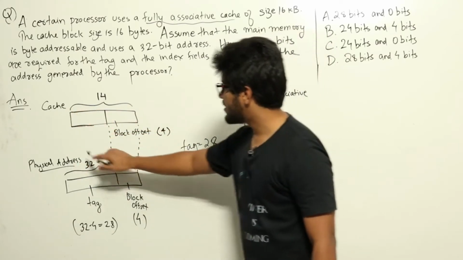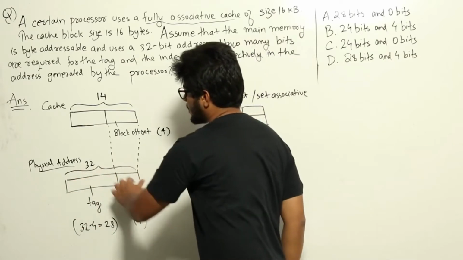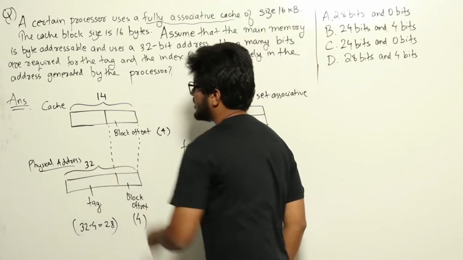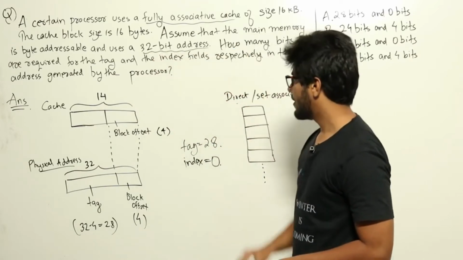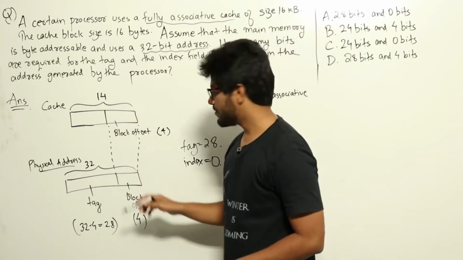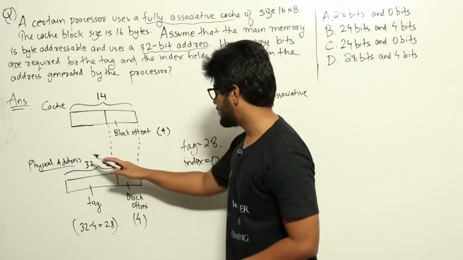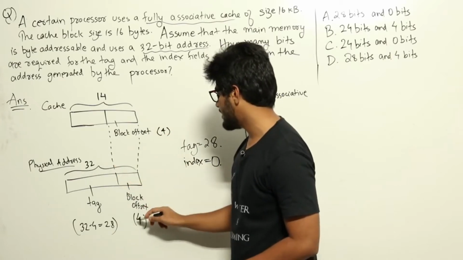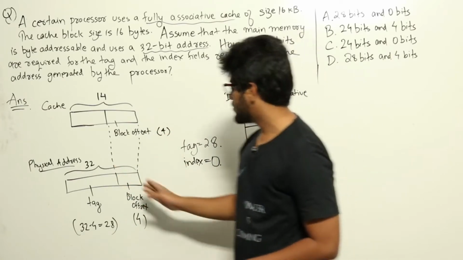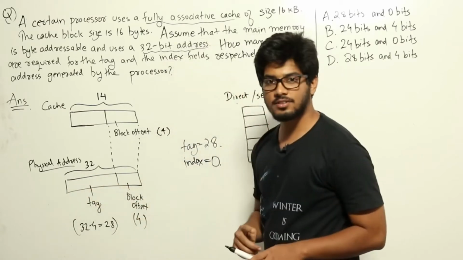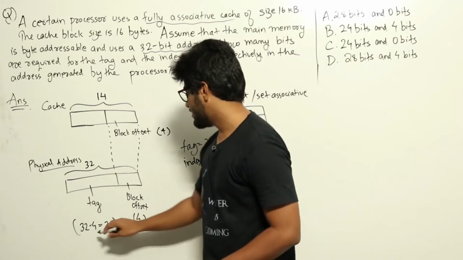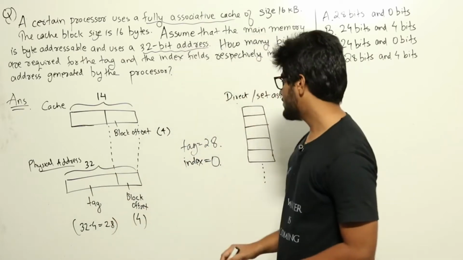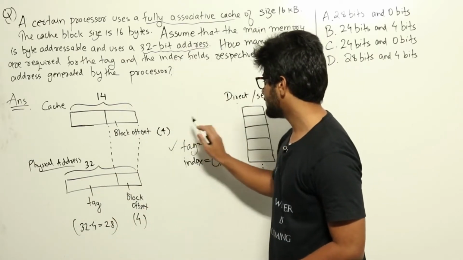Now coming to the physical address, here the total address bits will be 32. That was given in the question: the physical address uses 32-bit addresses. Now the entire part will be 32. The same block offset will be reserved in the physical address as well, so the block offset will take 4 bits. Now the rest of the part will be the tag bits in fully associative caches. So the rest would be 32 minus 4, that is 28. So the tag bits will be taking 28 here.